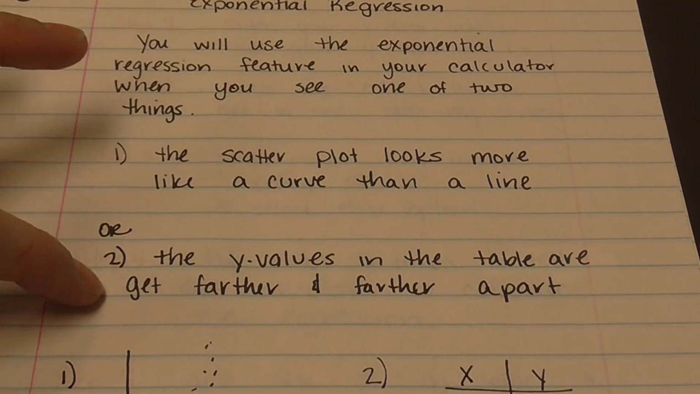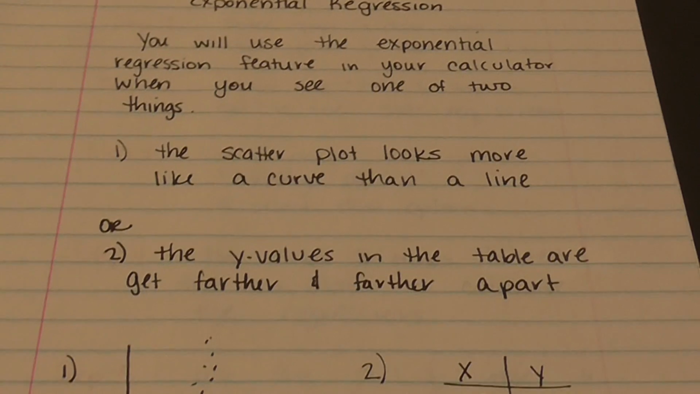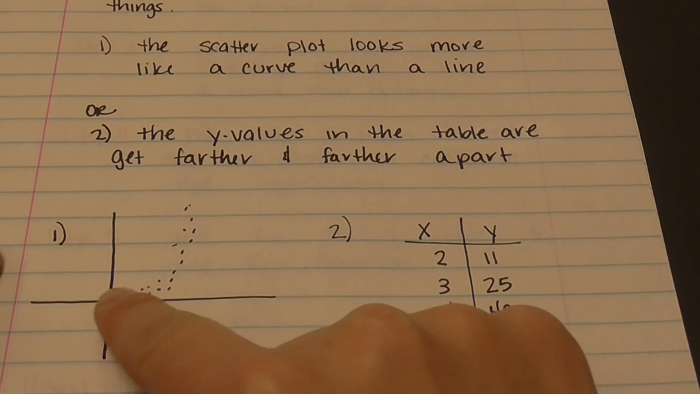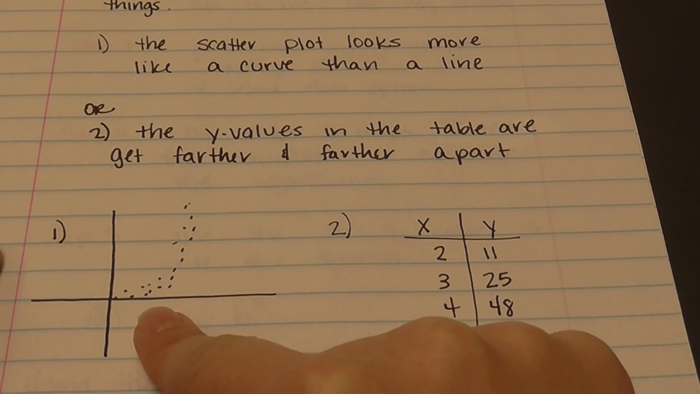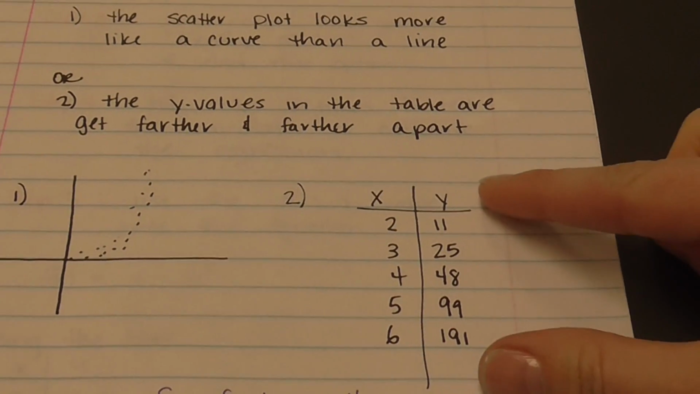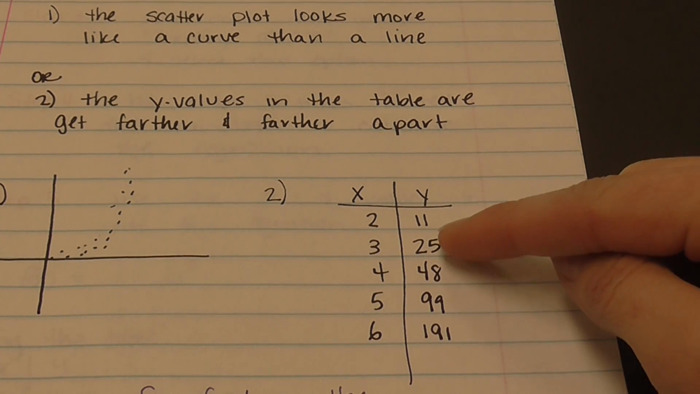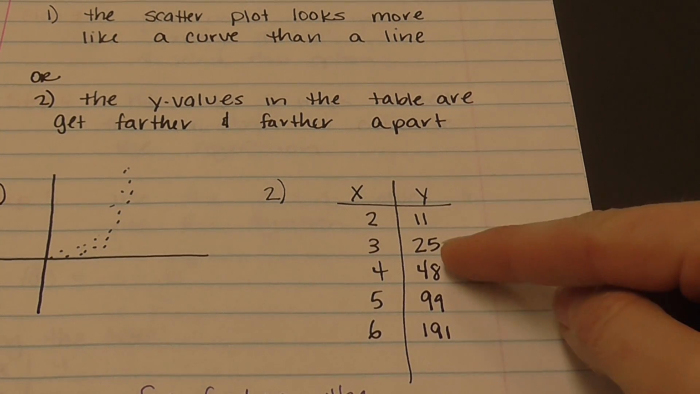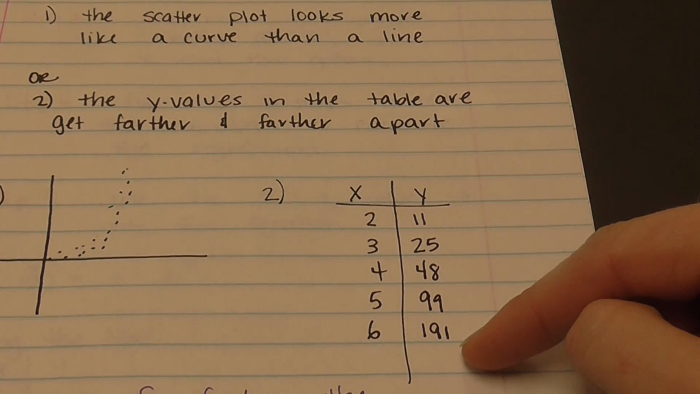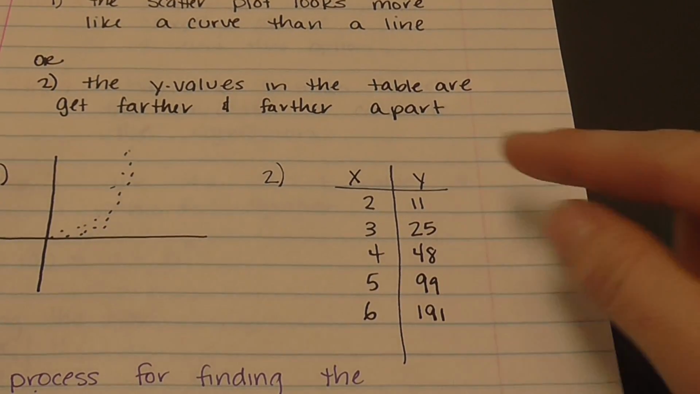The second is when the y values in the table get further and further apart, so they're not almost equidistant, not almost the same space apart, they're bigger and bigger numbers. So those two examples look like this. This looks more like a curve than a straight line, so we would use exponential regression for this one. Or we've got a table here with 11 to 25, 25 to 48, 48 to 99. It's getting bigger and bigger. It's almost doubling each time, or even a little more than doubling each time. So that would be where we would use exponential regression rather than a linear regression.